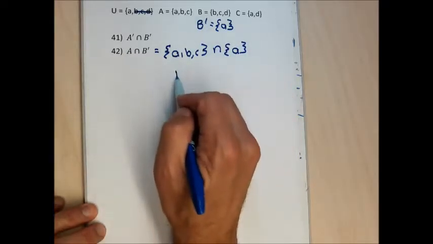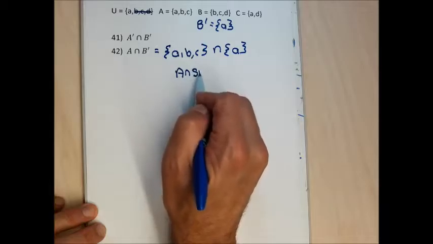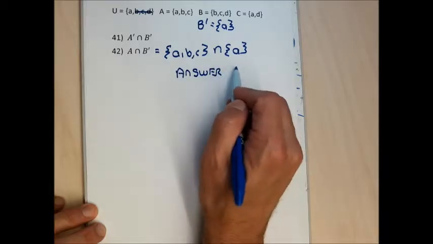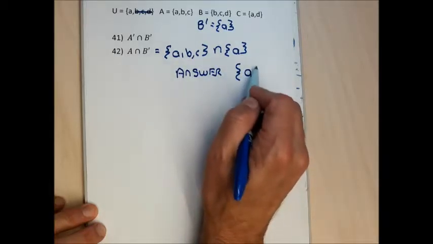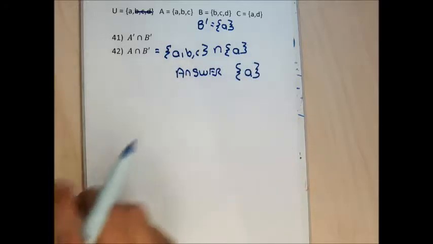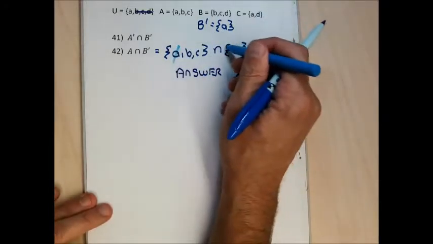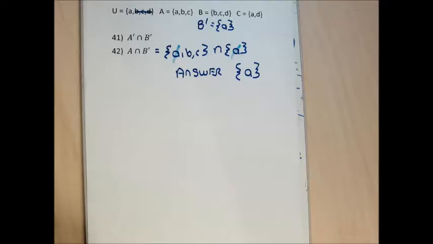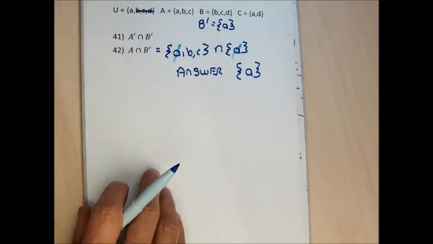And when you intersect, you write what the sets have in common. So my answer to problem 42 is just going to be the set that has the letter A, because those two sets that I'm forming the intersection of have A in common. Your 41 should work similarly.